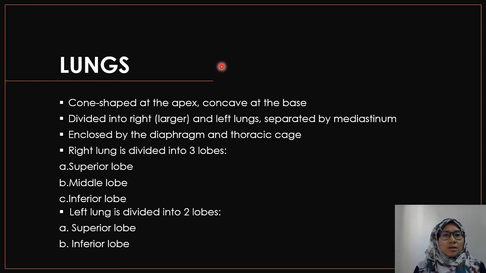Okay, lungs. Now the lungs are cone-shaped, cone shape at the apex. Apex means the top part of the cone. Concave at the base. Divided into right and left lungs. So we have two lungs separated by the mediastinum. Enclosed by the diaphragm and thoracic cage. The right lung is divided into 3 lobes, superior, middle and inferior. The left lung only has 2 lobes, superior and inferior.